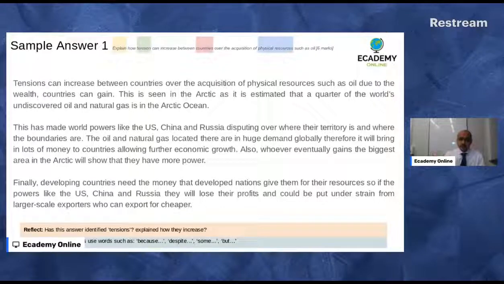And then it's followed up by another vague sentence, right? So oil and natural gas, there is a huge demand globally, therefore it will bring lots of money to countries, allowing further economic growth. I'm not sure what point is trying to be made here, okay? Also, whoever eventually gains the biggest area in the Arctic will show they have more power. Again, this is a very vague description that's being written here, not really answering the question that was gone through previously. And then finally, I'm not sure with this paragraph, in the final paragraph, developing countries need the money that developed nations give them for their resources.